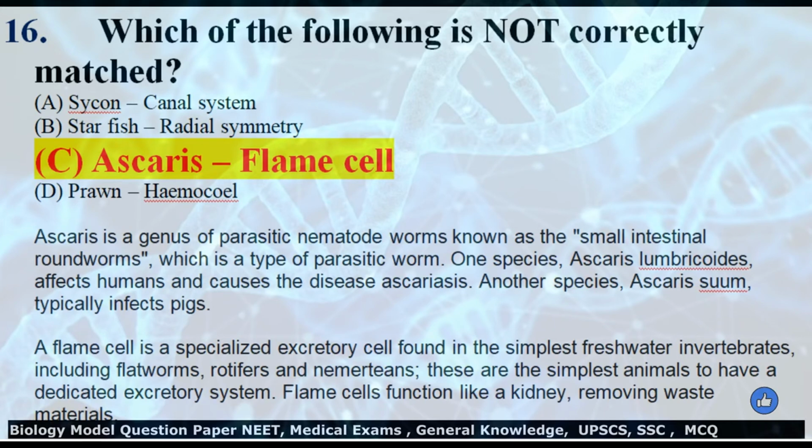A flame cell is a specialized excretory cell found in the simplest freshwater invertebrates, including flatworms, rotifers, and nemertines. These are the simplest animals to have a dedicated excretory system. Flame cells function like a kidney, removing waste materials.